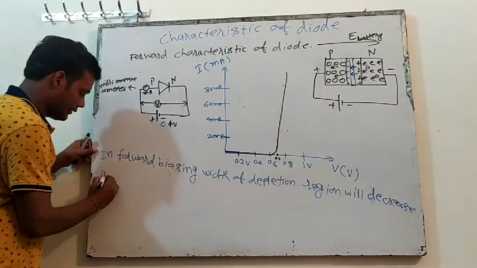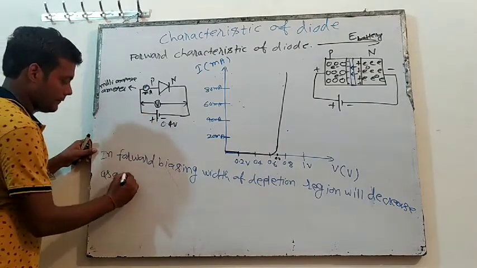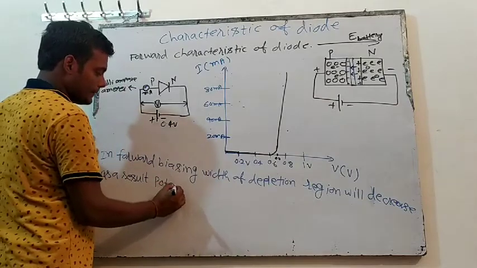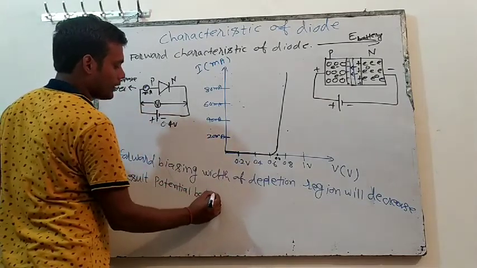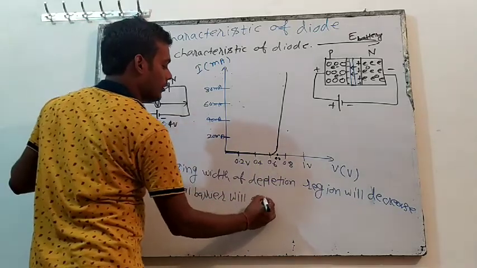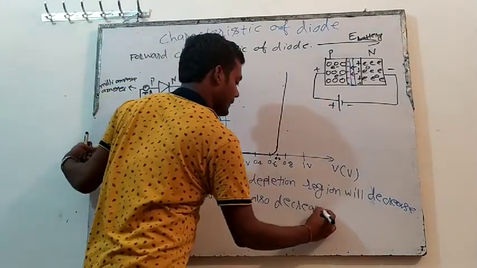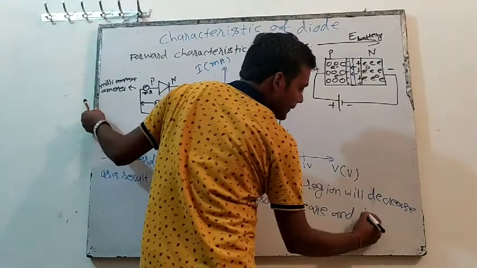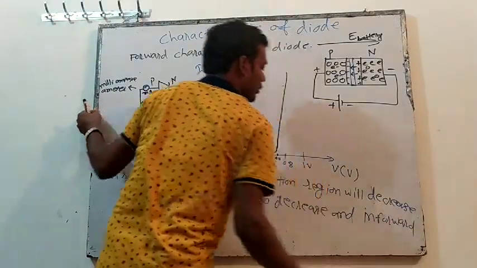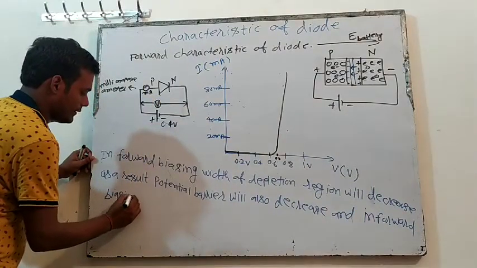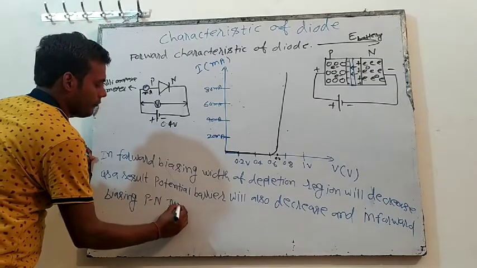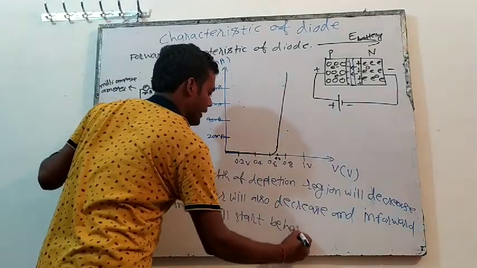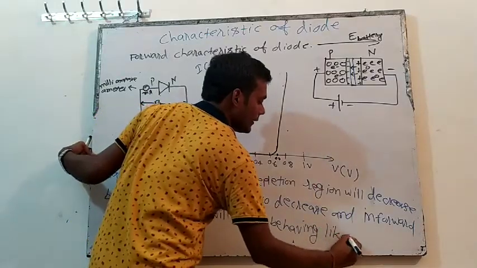As a result, potential barrier will also decrease, and in forward biasing, the PN junction will start behaving like a conductor.